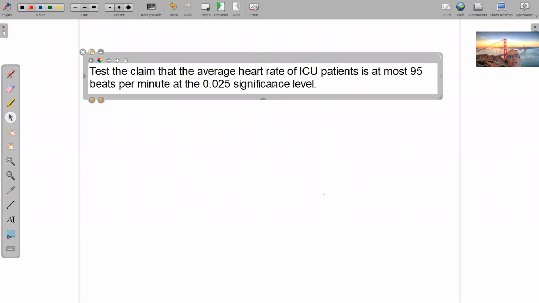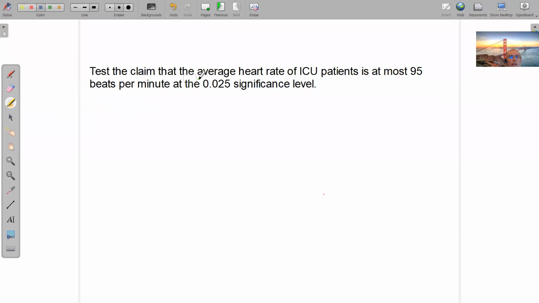All right, so we're going to test the claim that the average heart rate of ICU patients is at most 95. Okay, so a couple of key words help figure out what's going on. We have the word average in here. So, average means I have a mean, mu.